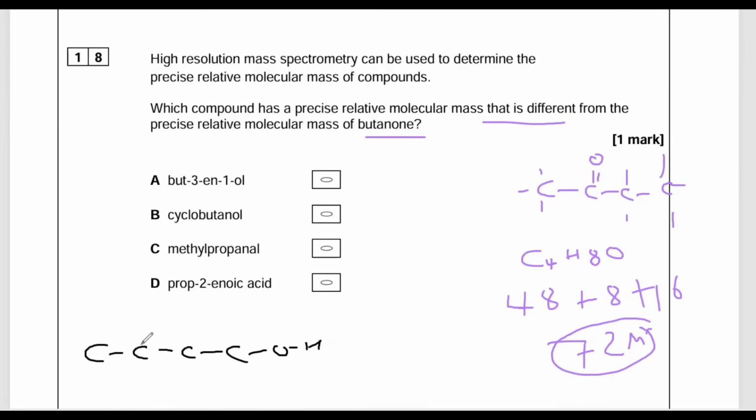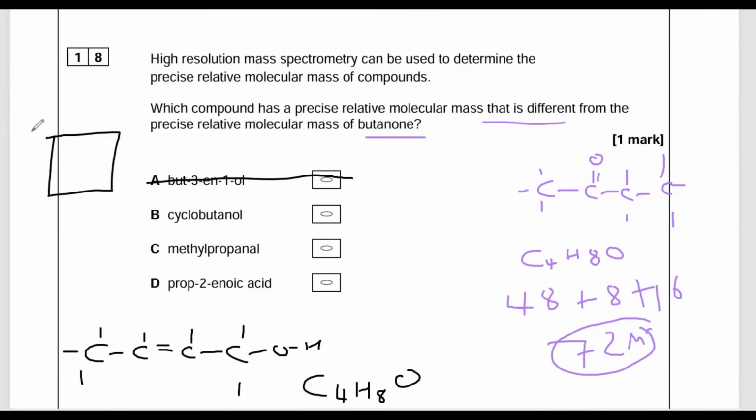But-3-en-1-ol is going to have an OH group on the end. It's going to have a double bond on the third carbon. Yeah, it's still C4H8O. It's going to have a very similar precise molecular formula. Not only is its molecular formula the same, but its molecular mass is going to be very similar.